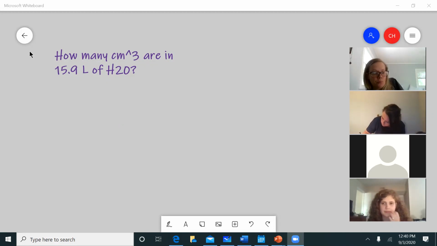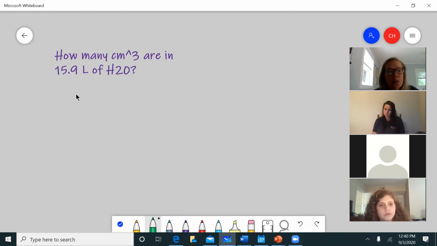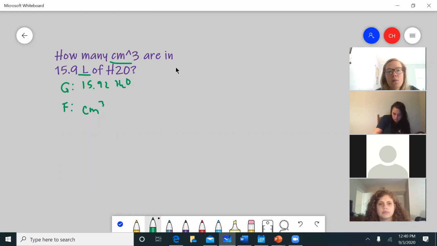In looking at this problem, we set ourselves up for success by figuring out what the given is and what we're trying to find. We're given 15.9 liters, specifically of H2O. In this case, it doesn't really matter that it's H2O, but we're trying to find centimeters cubed. These are both units of volume, so you know you're going to want to use conversion factors that have to do with volume conversion.